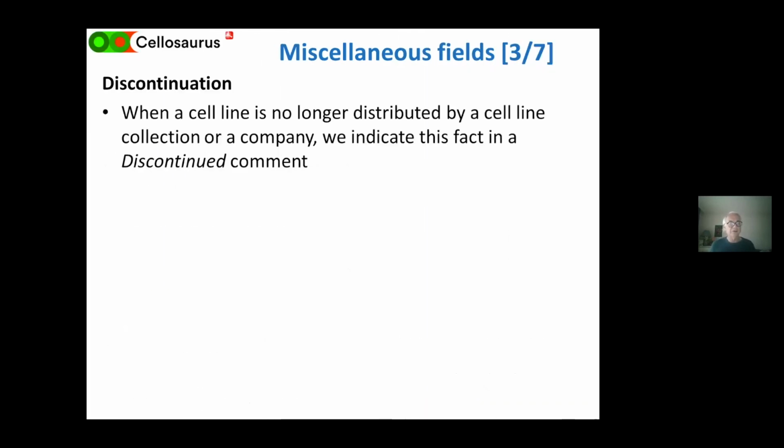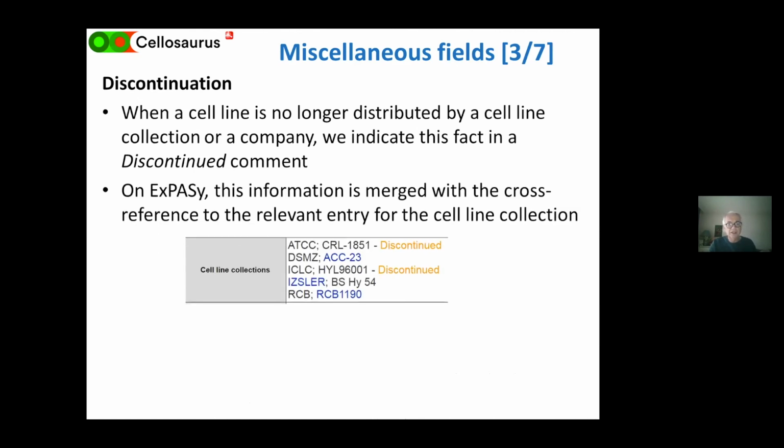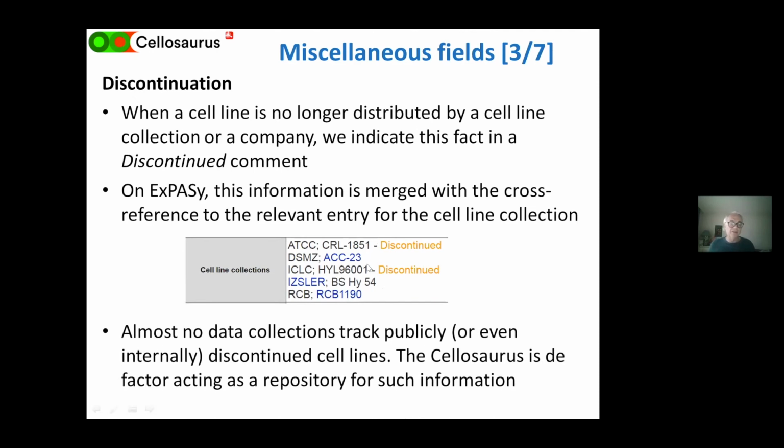Discontinuation is important because when a cell line is no longer distributed by a cell line collection, we indicate this, and we're the only ones to do it. On the ExPASy site, it's merged with the cross-reference to the cell line collection. So of course you cannot click anymore because the cell line doesn't exist anymore in that collection. But the problem is almost no cell line collection publicly tracks discontinued cell lines. So we're de facto acting as a repository for such information, and we have about 9,000 discontinuation statements.